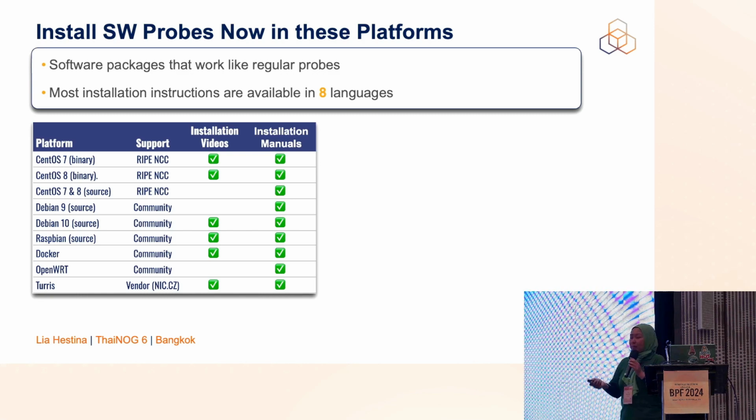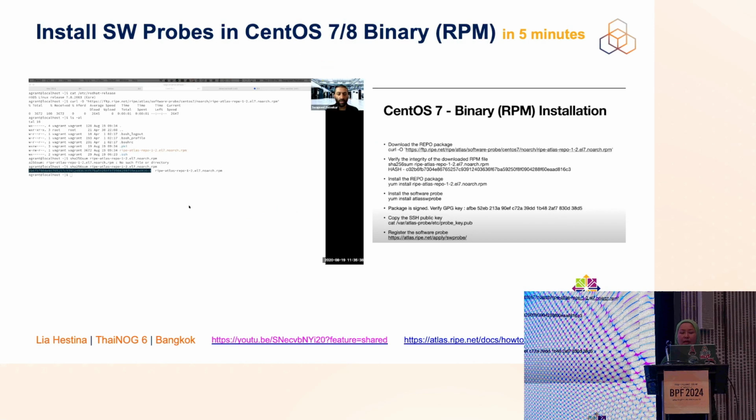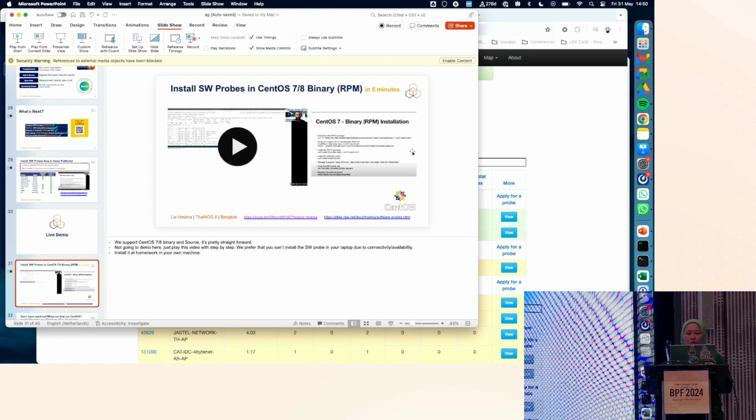But we also have Raspbian, Docker, Debian, OpenWRT. These are supported by the community. The code and the script are available as well, and there are also videos to show you that it's not complicated to install the probes. I can say that because I'm not very technical, and I can install it on a Raspberry Pi. Some people said it's quite complicated, but in fact, if you follow the video and the manual, it's quite straightforward. Okay, so now I'm going to show you a short demo, around 5 minutes, just to give you an idea that it's possible to install the probes.